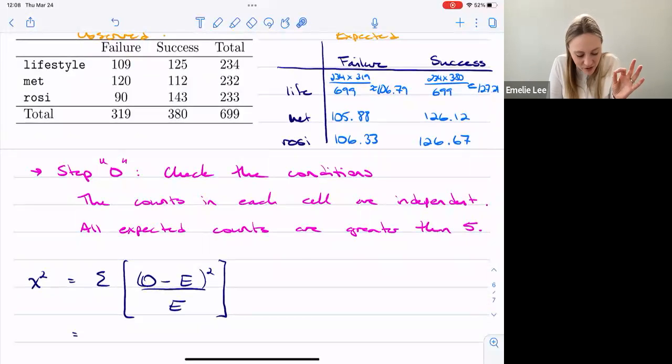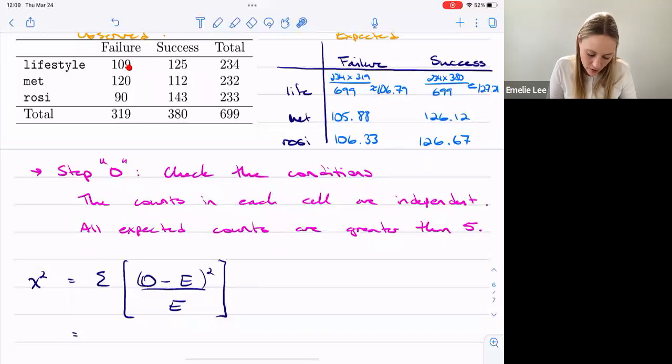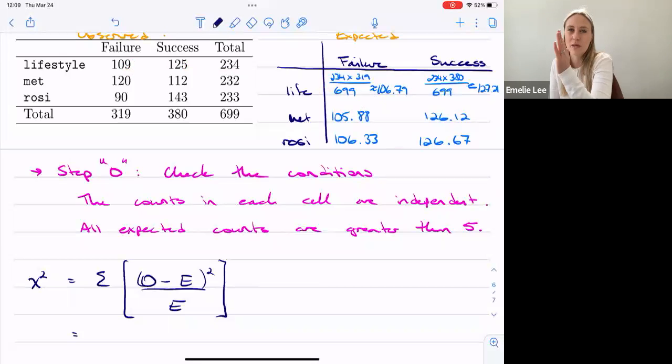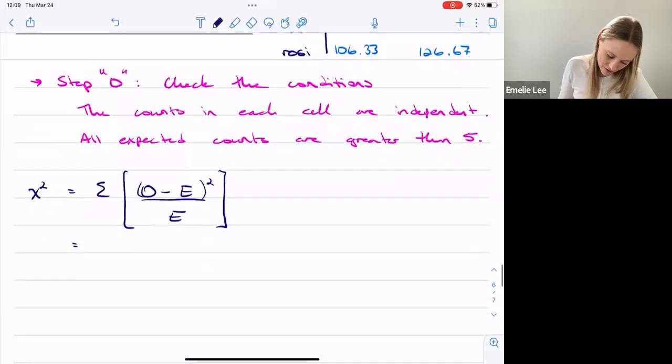Sometimes, once you're more comfortable finding the expected counts, I'll even jot down the expected counts beside each of the observed counts, because then you just have them there. You don't need to make a separate table. It's just nice to see what's going on. As long as you do each corresponding cell with the observed and the expected, it doesn't matter which order you do them. So I'm going to do them as I read, moving from left to right.